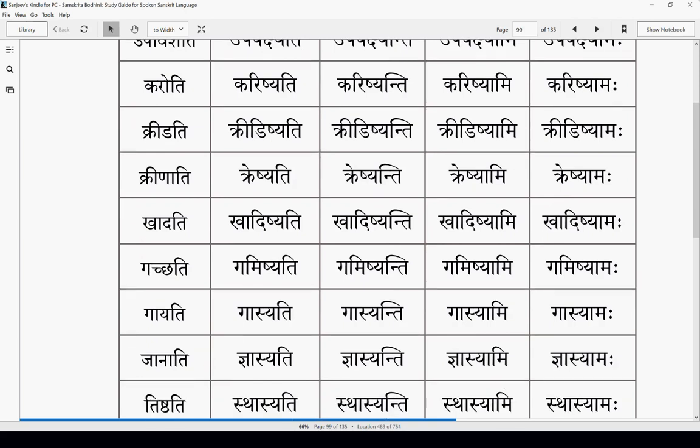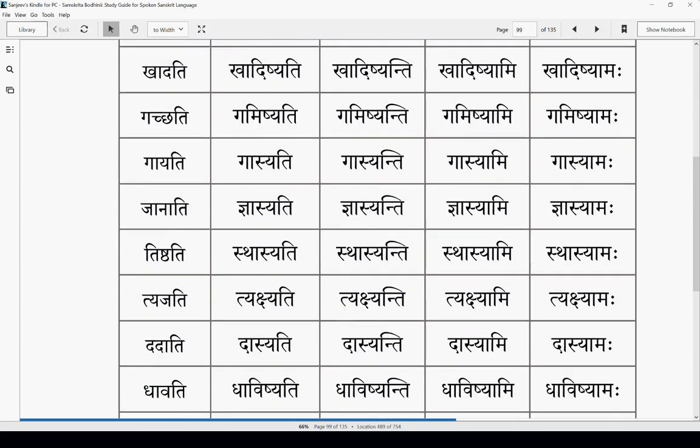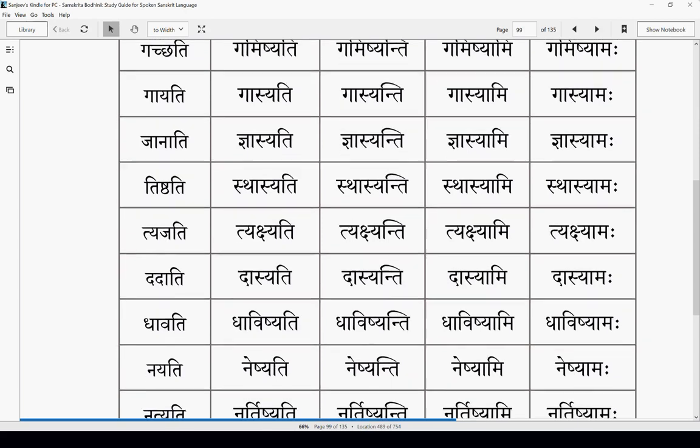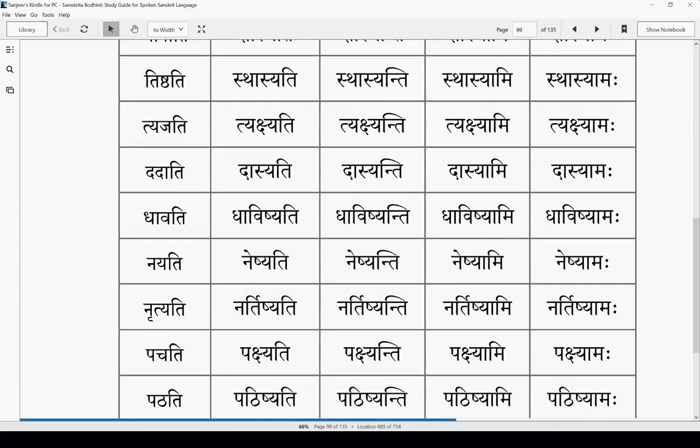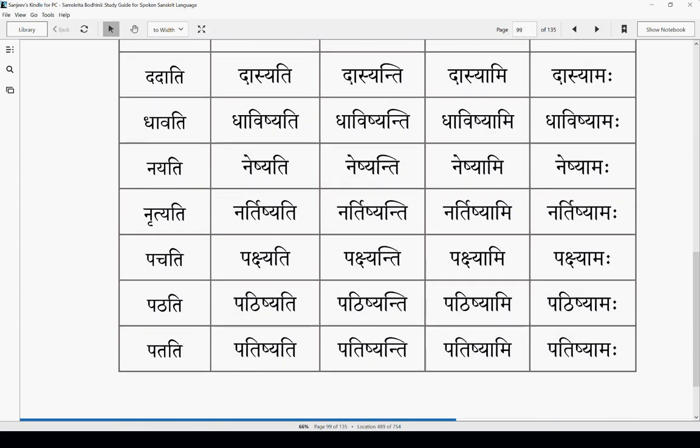So Tyajati, we have Tyakshati. Dadati, Dasyati. Dhavati, Dhavishyati. Nayati, Neshyati. So this is more of a practice. As you practice using these words more and more, you'll get familiar with this. For example, Pachati becomes Pakshati, not Pachishyati.